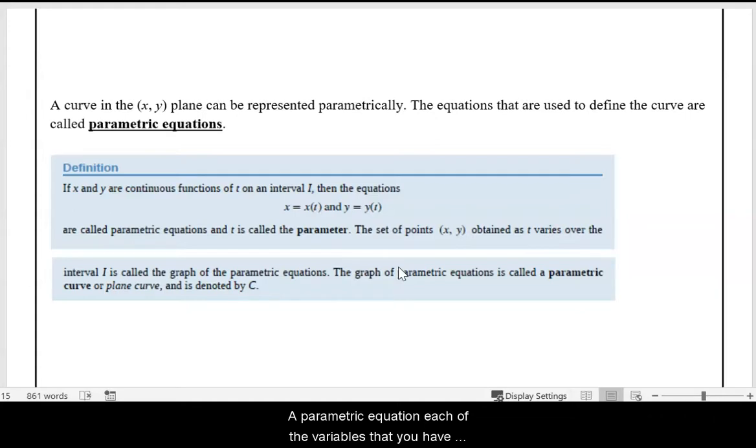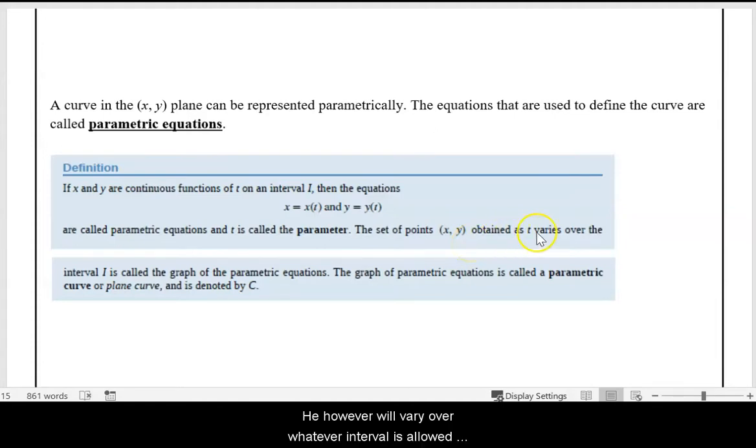A parametric equation takes each of the variables that you have in 2-dimensional or 3-dimensional space and writes them in terms of the independent parameter, in our case, usually either t or theta. That means that we can write x as a function of t and y as a function of t, or both x and y as functions of theta instead. Again, the points (x, y) are still going to be on the rectangular coordinate plane as they always have been before.